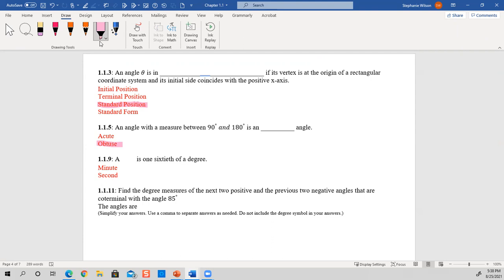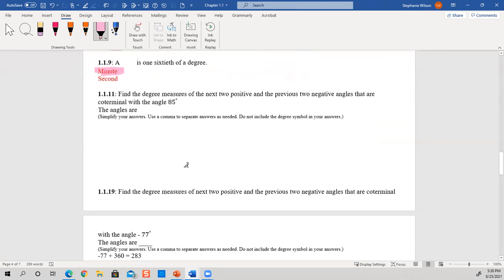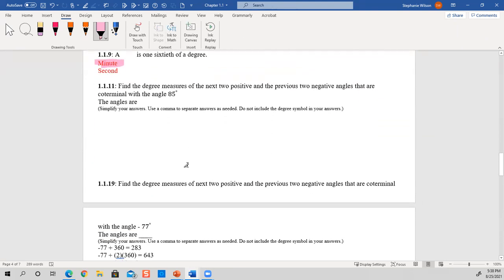Okay, so a blank is 1/6 of a degree. Minute. Awesome. Okay, so now let's do this next one. What I want to do on this one says, find the degree measures of the next two positive and the previous two negative angles that are coterminal with the angle 85 degrees.